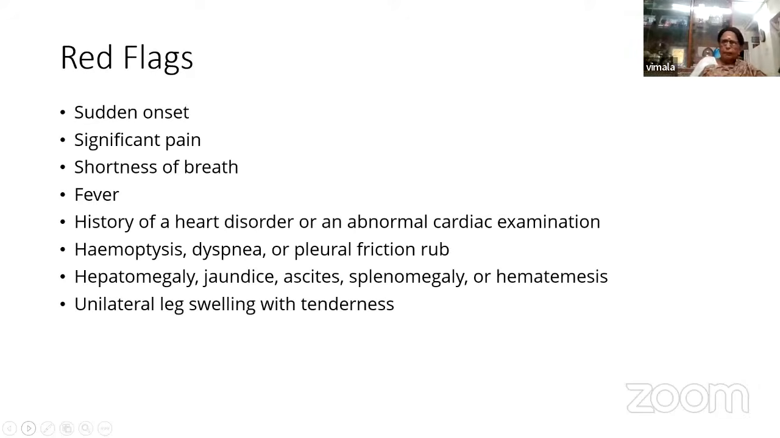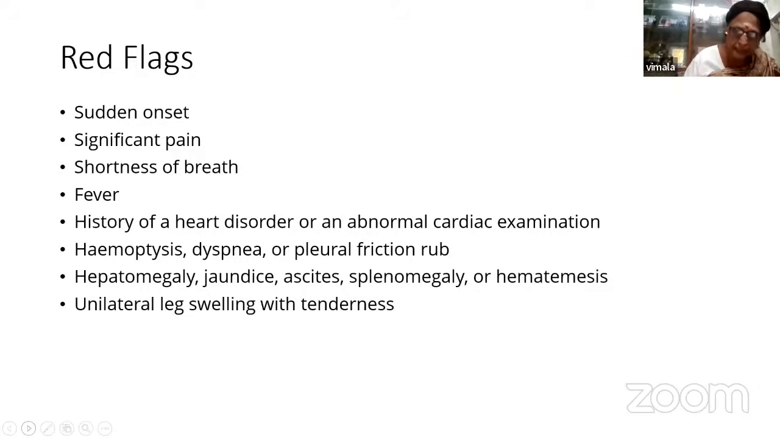So when we see edema, what are the red flags? That is, what are the dangerous signs? If the edema is of sudden onset, if there is a significant pain, if the patient is dyspneic, if the patient is febrile, if there is a history of abnormal cardiac examination, reduced ejection fraction, or earlier myocardial infarct, if the patient has got hemoptysis, dyspnea, or evidence of pleurisy, if the patient has got evidence of liver disease, as ascites, splenomegaly, hematemesis, or there is an evidence of DVT, as said earlier, a unilateral leg swelling.